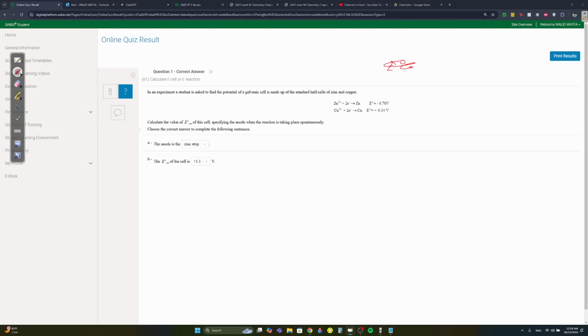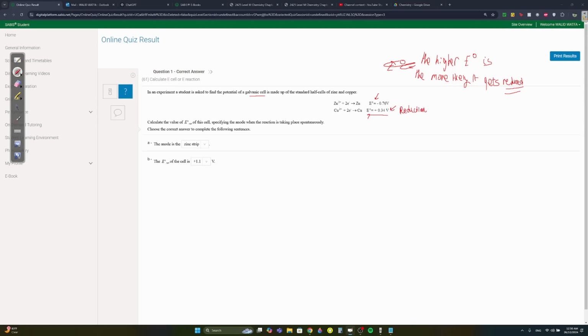The higher E0 is, the more likely it gets reduced. I'm going to underline reduced. So it's called reduction potential. Here, the one with the higher reduction potential is 0.34. So if you were to put these in a galvanic cell, the one that would be undergoing reduction would be copper.